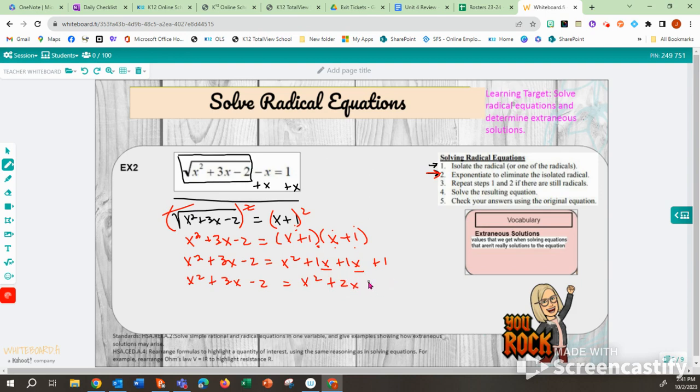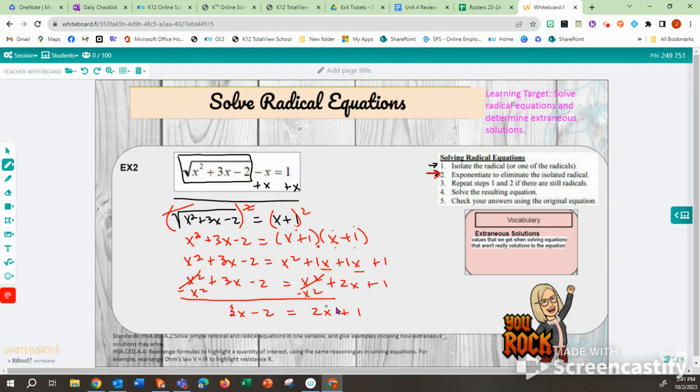And I do have x squareds, but they're on both sides of the equation. So a cool thing's going to happen here that's going to make this problem a little bit easier. When you go to try to get your x squareds together, they're actually both going to cancel out. That's going to happen anytime you have the same term on both sides. So that's going to leave me with 3x minus 2 is equal to 2x plus 1. And that just means since my x squared is gone, that I won't have to factor.